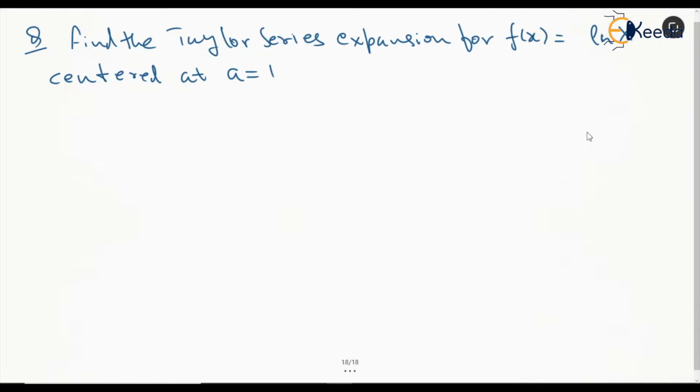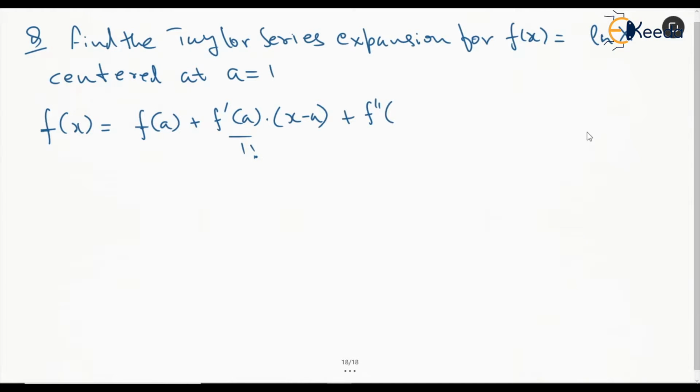So what is the Taylor series expansion of a function centered at a? It is f of x is equal to f of a plus f dash of a into x minus a. Of course there is divided by 1 factorial, which is 1 only, plus f double dash of a divided by 2 factorial x minus a square, and so on. 3 terms are enough. You may get any of the options matching with this.